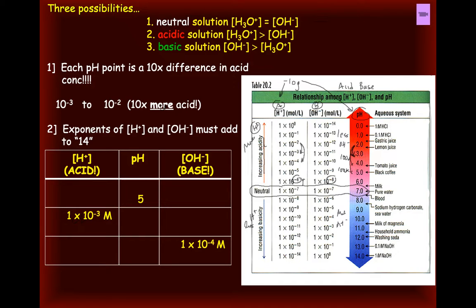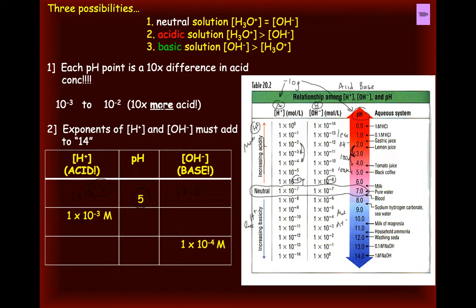But all right, so if you have a pH 5 here, my acid concentration is going to be 1 times 10 to the minus 5. Okay, if I have my OH, then if I'm at minus 5 here, then to make 14, my base would have to be 1 times 10 to the minus 9. All right, a lot less base, so less base, more acid.